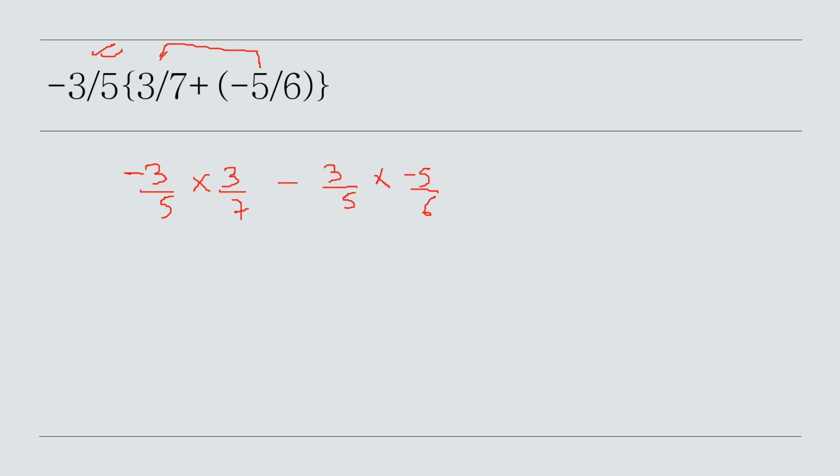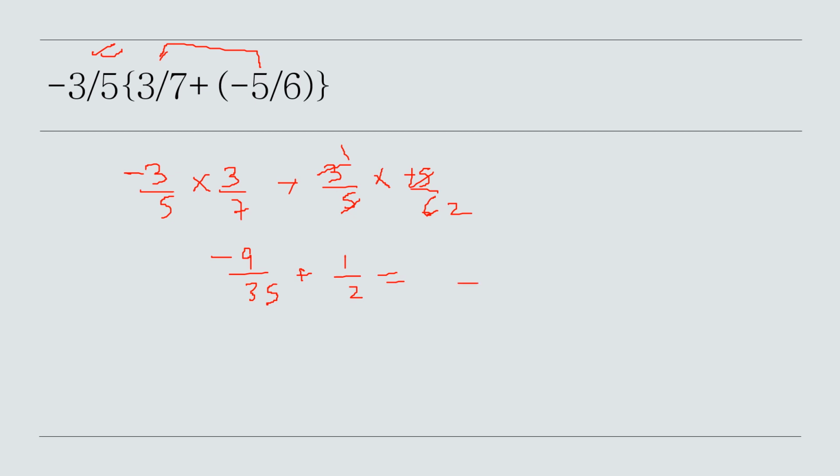Okay, let's multiply now. Minus 3 3s are 9, 7 5s are 35, minus minus plus, 5 3s are 15, oh 5 gets cancelled, and 3 1s are 3, 3 2s are 6. So we are left with 1 by 2 only. Yes or no?